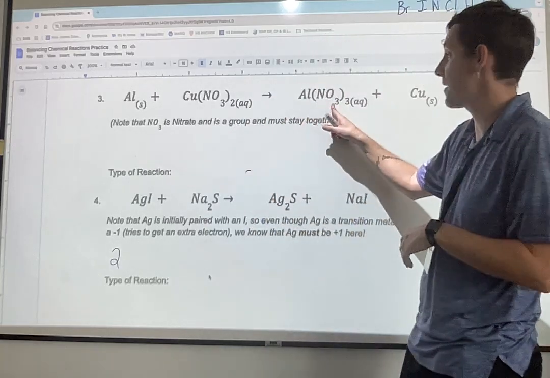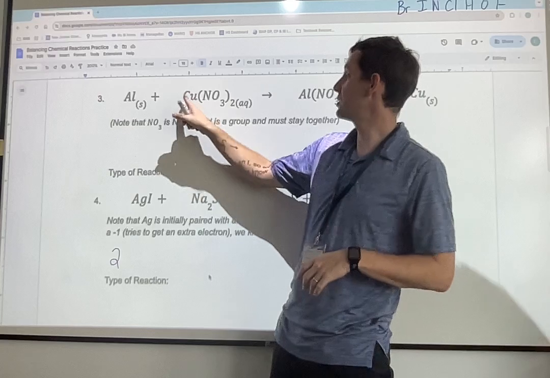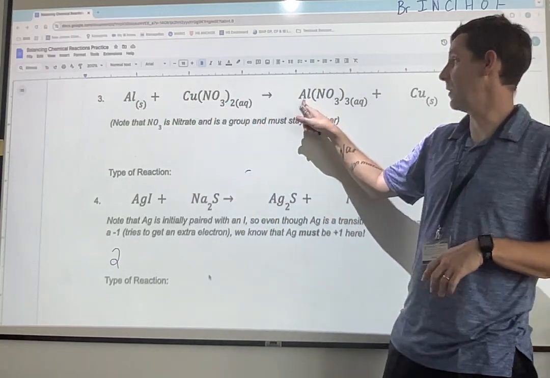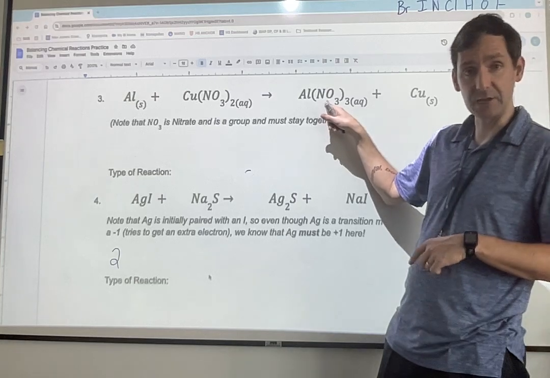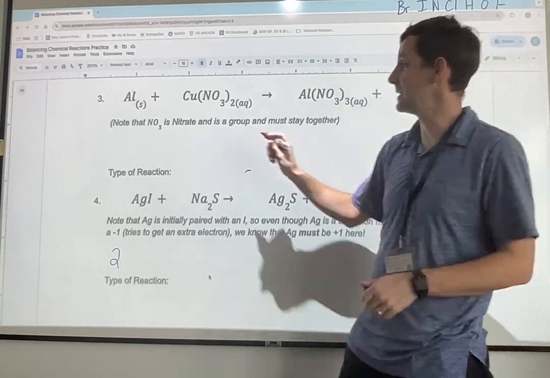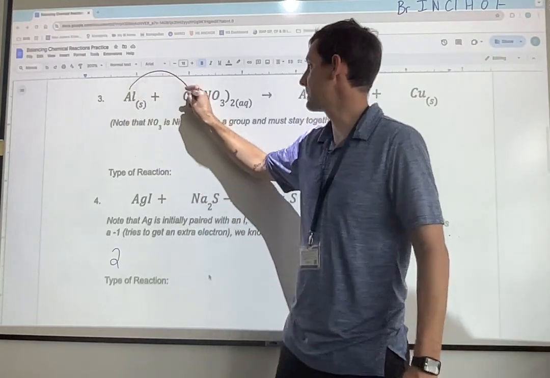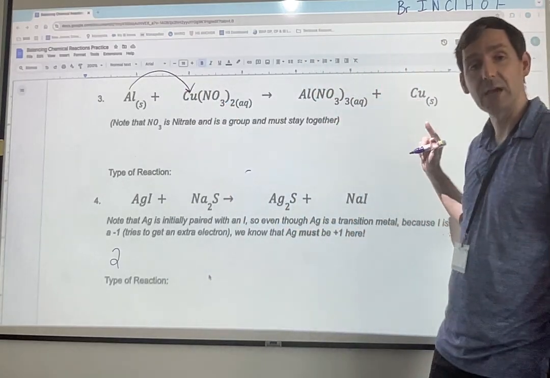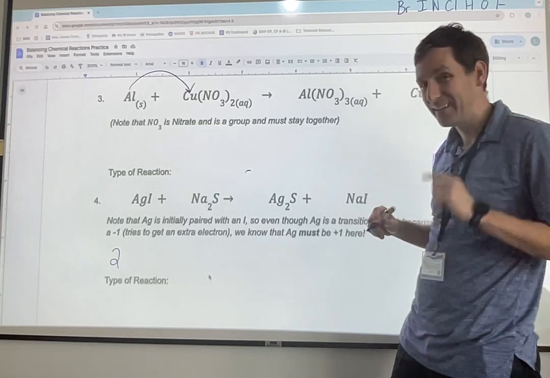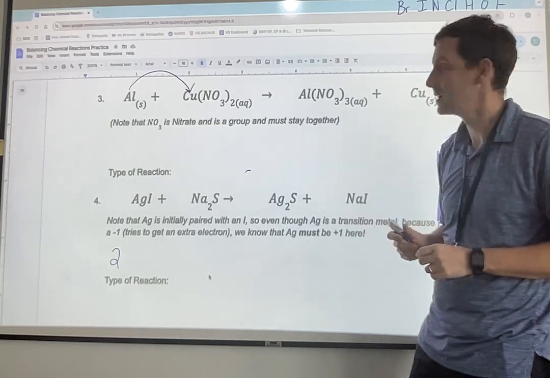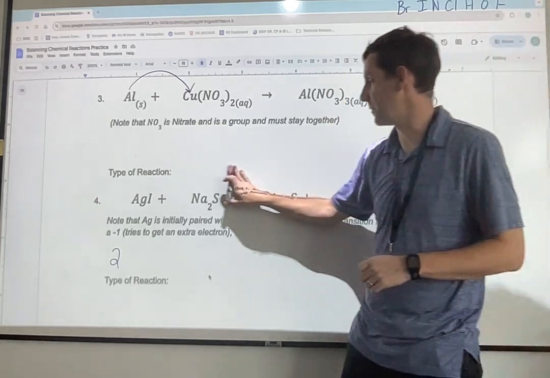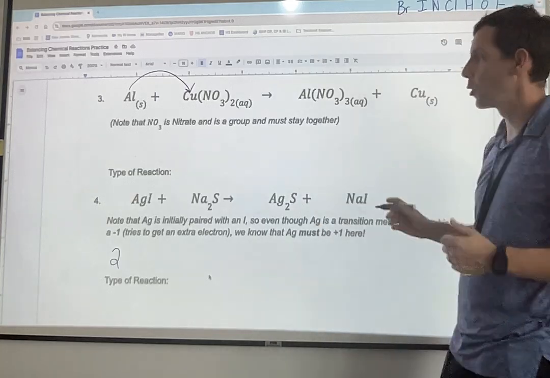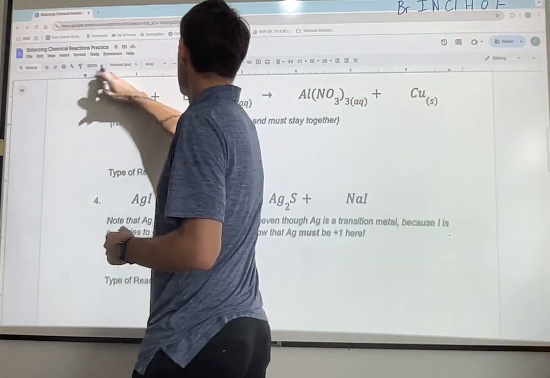We actually see that here, in that we start with aluminum and copper nitrate, and now we have aluminum and the nitrate. So what's happened is the aluminum's come in and said, I want this spot, and then the copper goes off by itself. So this is a single replacement. You can write that down, single replacement reaction or single displacement reaction. Now we're going to go through and try to balance.